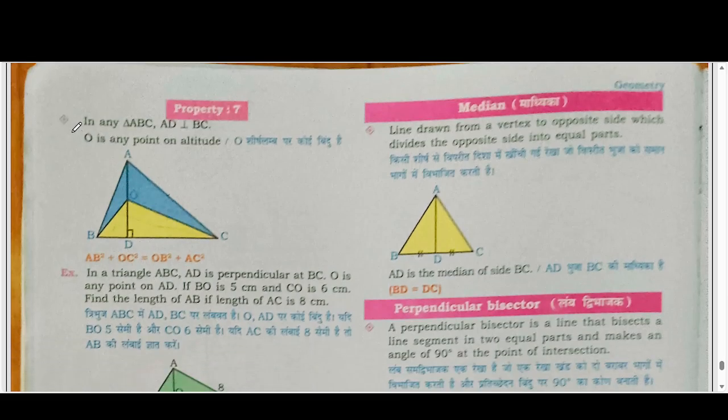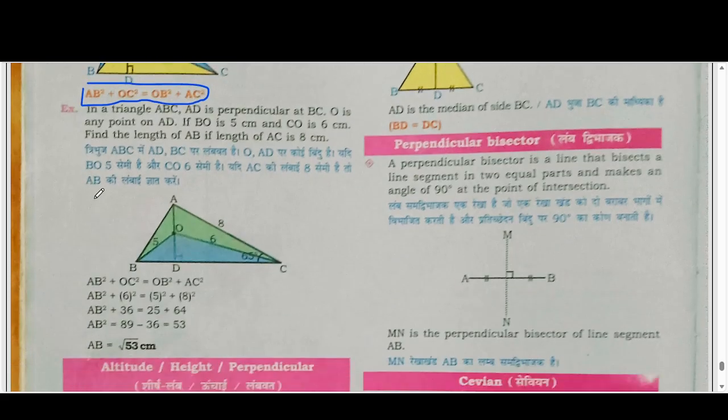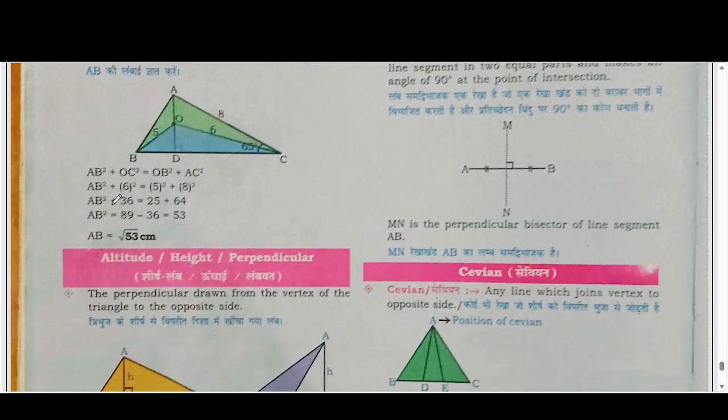Move on to the next. In triangle ABC, AD is perpendicular to BC, and O is any point on AD. Then AB squared minus AC squared equals OB squared minus OC squared. In triangle ABC, AD is perpendicular to BC, O is a point on AD, AB is 5 centimeters, and we use the same trick to find the length of AC as root 53 centimeters.